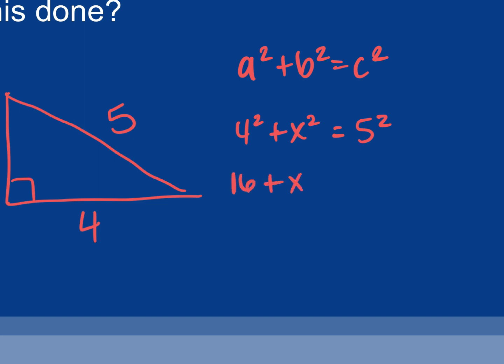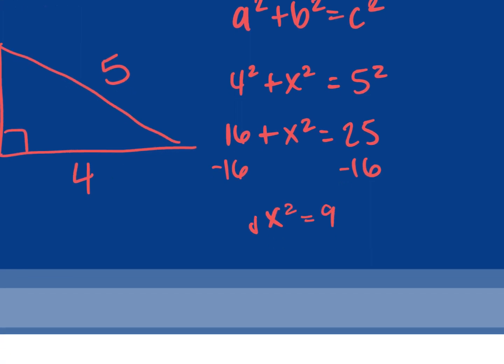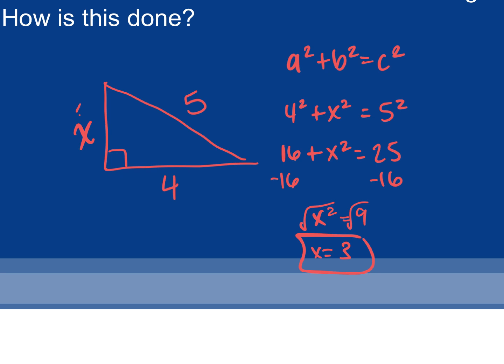16 plus x squared equals, what's 5 squared? 25. What do I do next? Subtract the 16 over. What do you get? X squared equals 9. Then what? Take the square root of both sides. So you're going to get x equals 3. So Zach was absolutely correct. Our missing piece has to be 3.